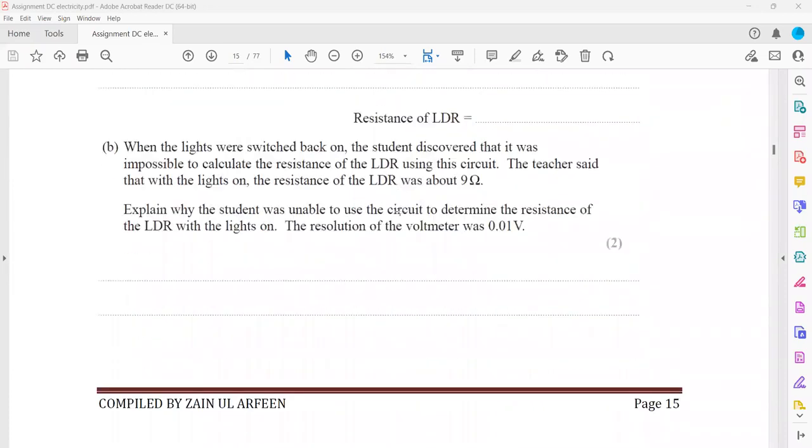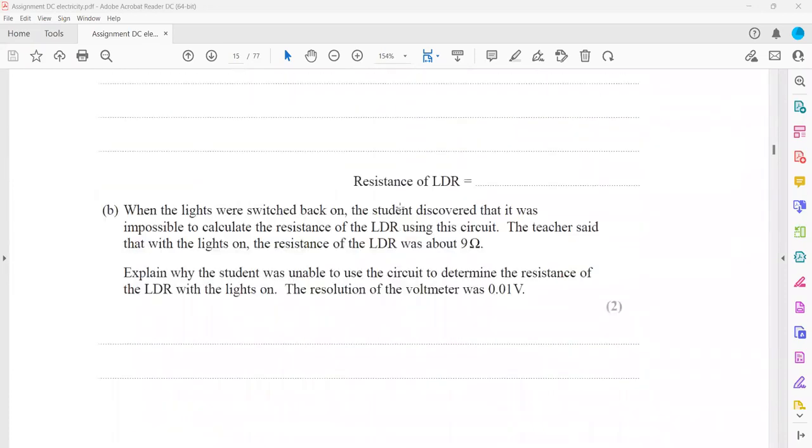The next part: when the lights were switched back on, the student discovered that it was impossible to calculate the resistance of the LDR using this circuit. The teacher said that with the lights on, the resistance of the LDR is about 9 ohm. Explain why the student was unable to use the circuit to determine the resistance of the LDR with the lights on.